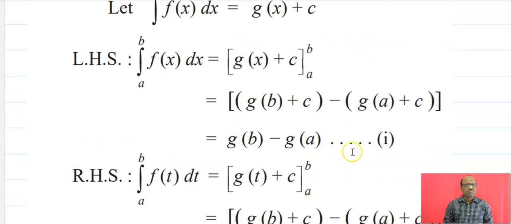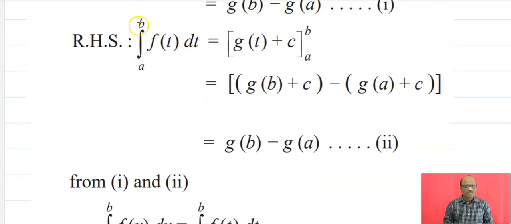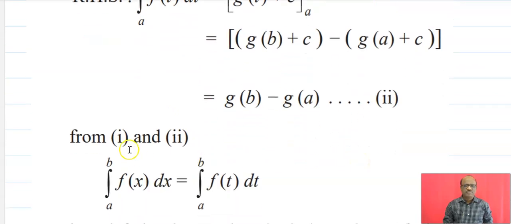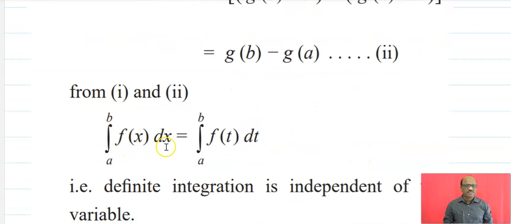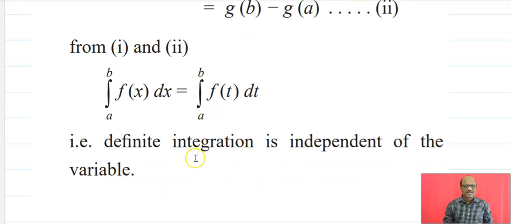And from 1 and 2, the values of these definite integrals are equal. That is g of b minus g of a. Integral a to b f of x dx is equal to g of b minus g of a. This is 1. And the integral a to b f of t dt is equal to g of b minus g of a. This is 2. Therefore, from 1 and 2, integral a to b f of x dx is equal to integral a to b f of t dt. The definite integration is independent of the variable. You can take any variable x, t, y, z, w. If functions are same and limits are same, its value doesn't change.